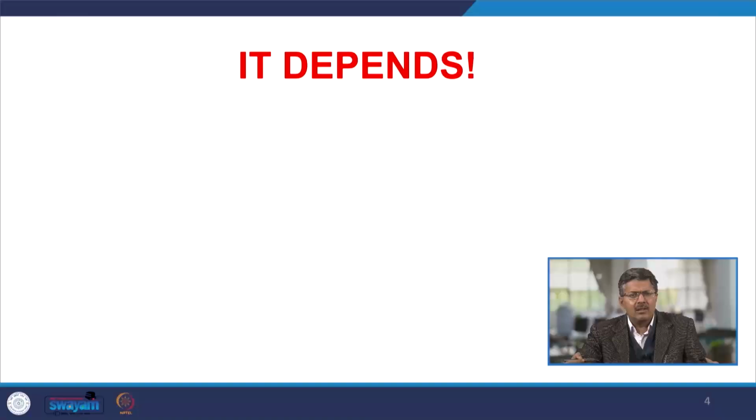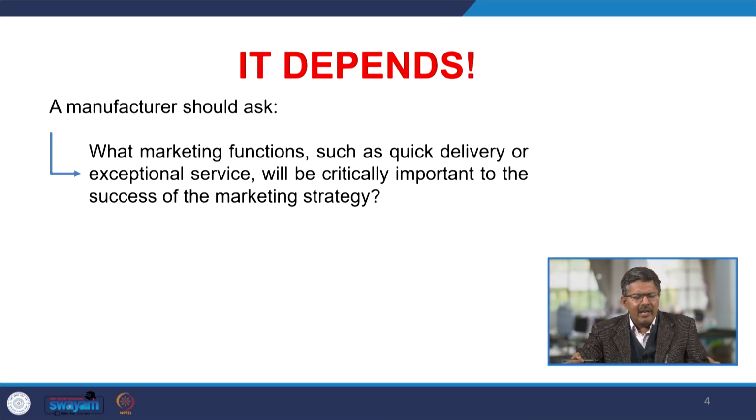So let us see, it depends. It depends on what? A manufacturer should ask which marketing functions, such as quick delivery or extremely good service, are more critically important to the success of the marketing strategy. Different kinds of products or services have different requirements. For example, some products, like perishable items or certain chemicals, have an edge if they can be delivered quickly. Certain other products may demand a very high level of service.